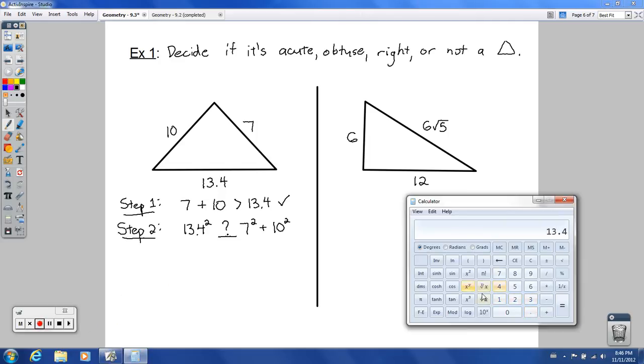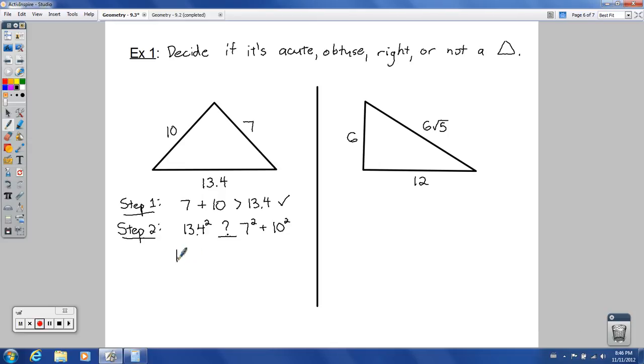If we check that out, we get 179.56. So we have 179.56 right here, and we're comparing that, and I'm still going to put a question mark here, to 49 plus 100. Now you might look at that and say, oh, I know what that is. That is definitely, this side is bigger than that side, and you would be correct if you say that. So this is now greater than.